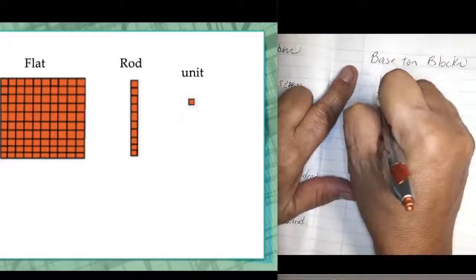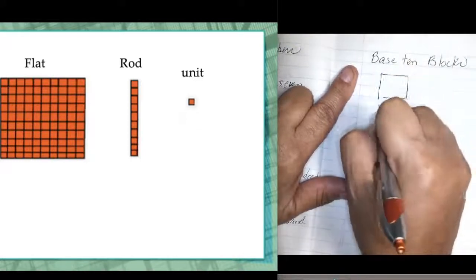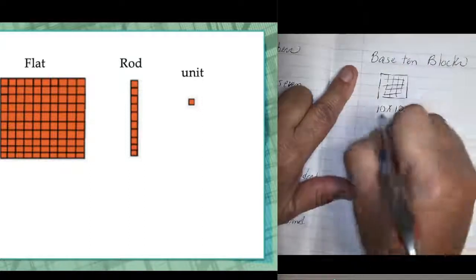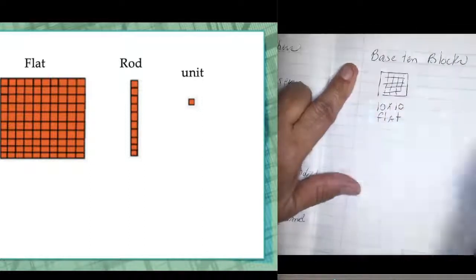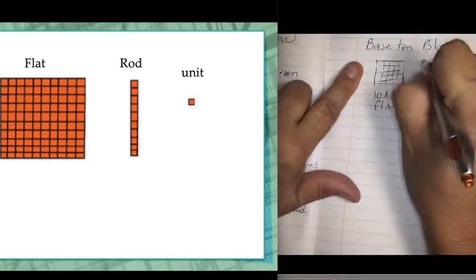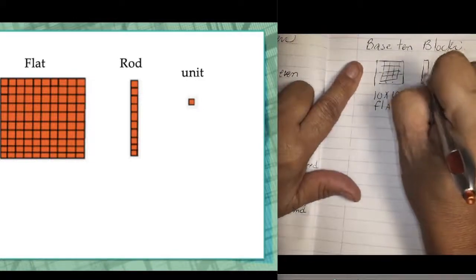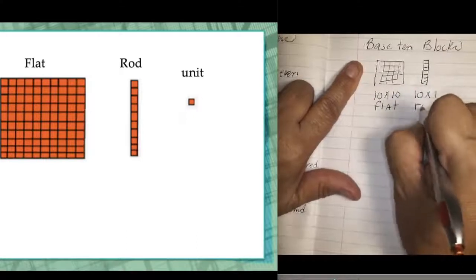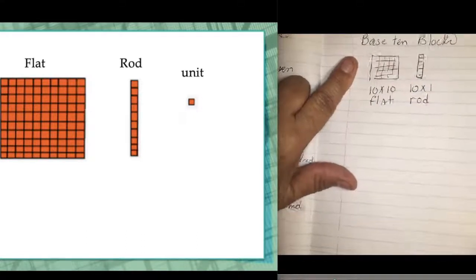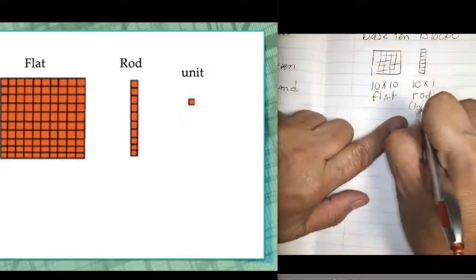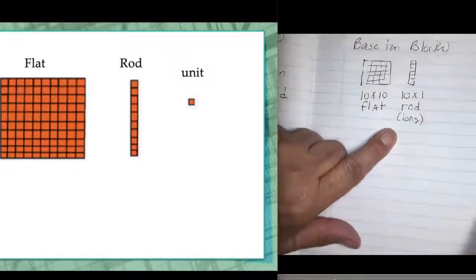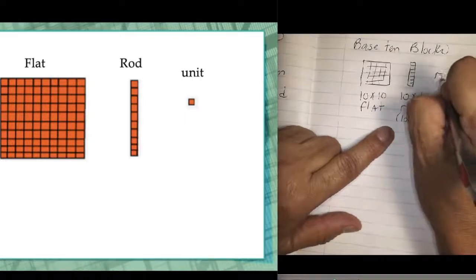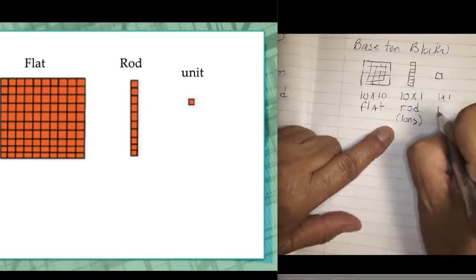So we have a large flat, which is a 10 by 10 grid, and that is called my flat. Okay. Next, we have a rod, which is my 10 by 1. Sometimes people call it long, a rod or a long, but the more popular term is my rod. And then we have our unit, which is a 1 by 1.